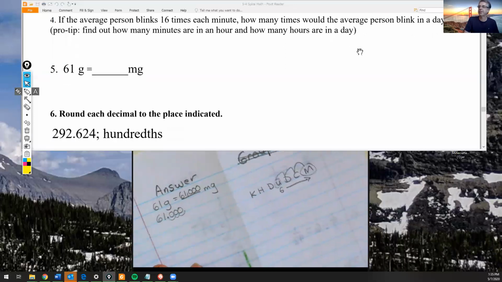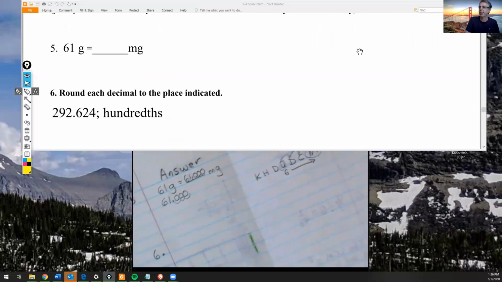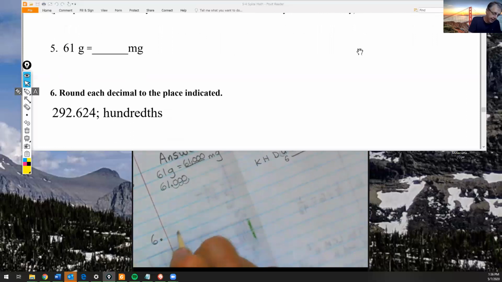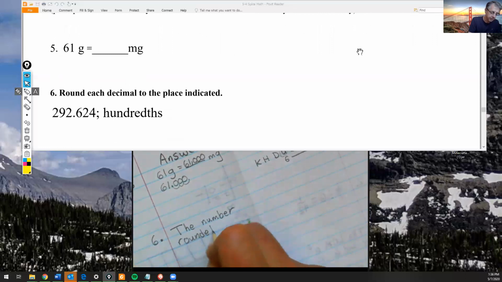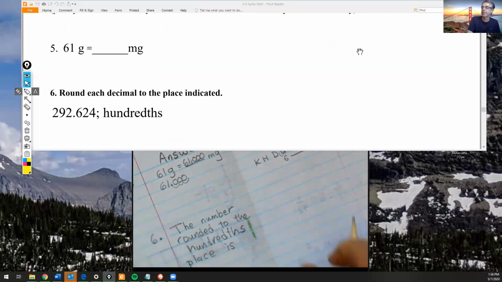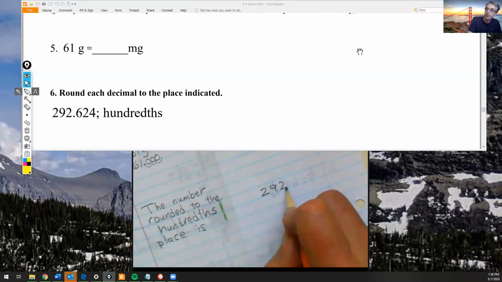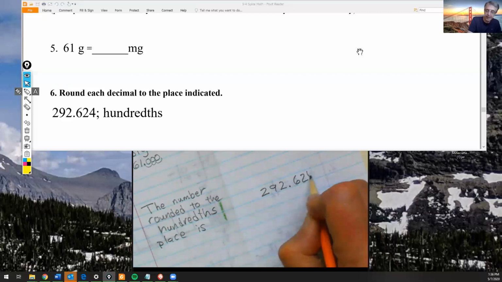Let's go on to number 6. On number 6, we're going to round to the nearest decimal place, which was the hundredths. So I'll put here my answer sentence: the number rounded to the hundredths place is, and I'm going to go ahead and round it up. Let's see, 292 and 624 thousandths.